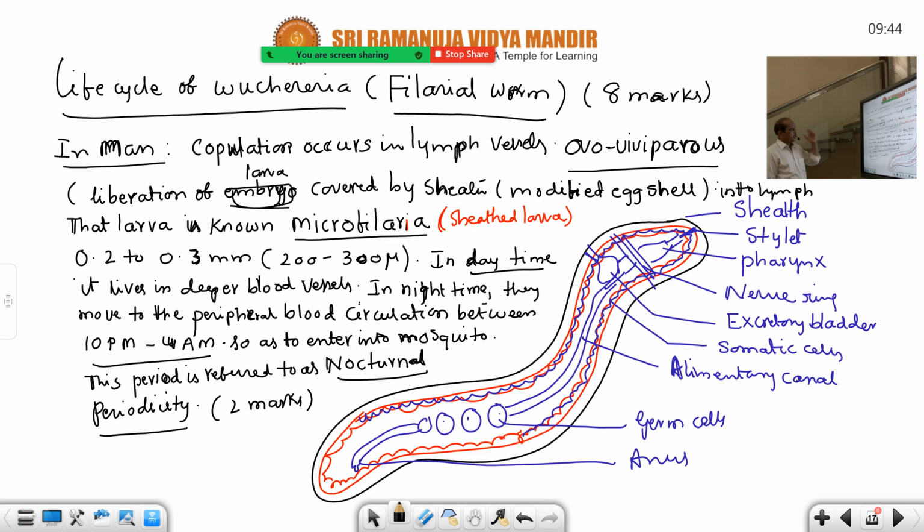So this is the microfilaria larva. Within 70 days, it has to reach the mosquito. Otherwise, they will die. So the lifespan of the larva is 70 days. The larval form lives only up to 70 days. Within 70 days, they have to reach the mosquito.